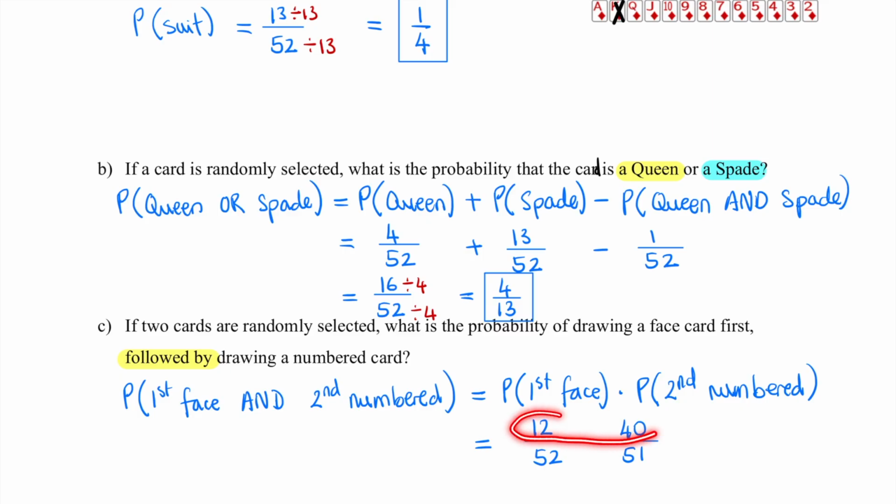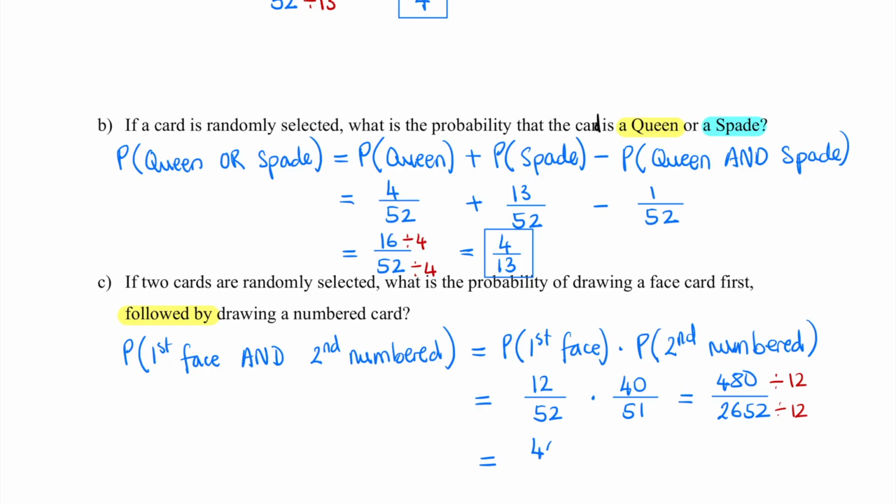Twelve times 40 is 480. And 52 times 51 is 2652. To simplify this fraction, I'll divide the numerator by 12 and divide the denominator by 12. And I get 40 over 221.